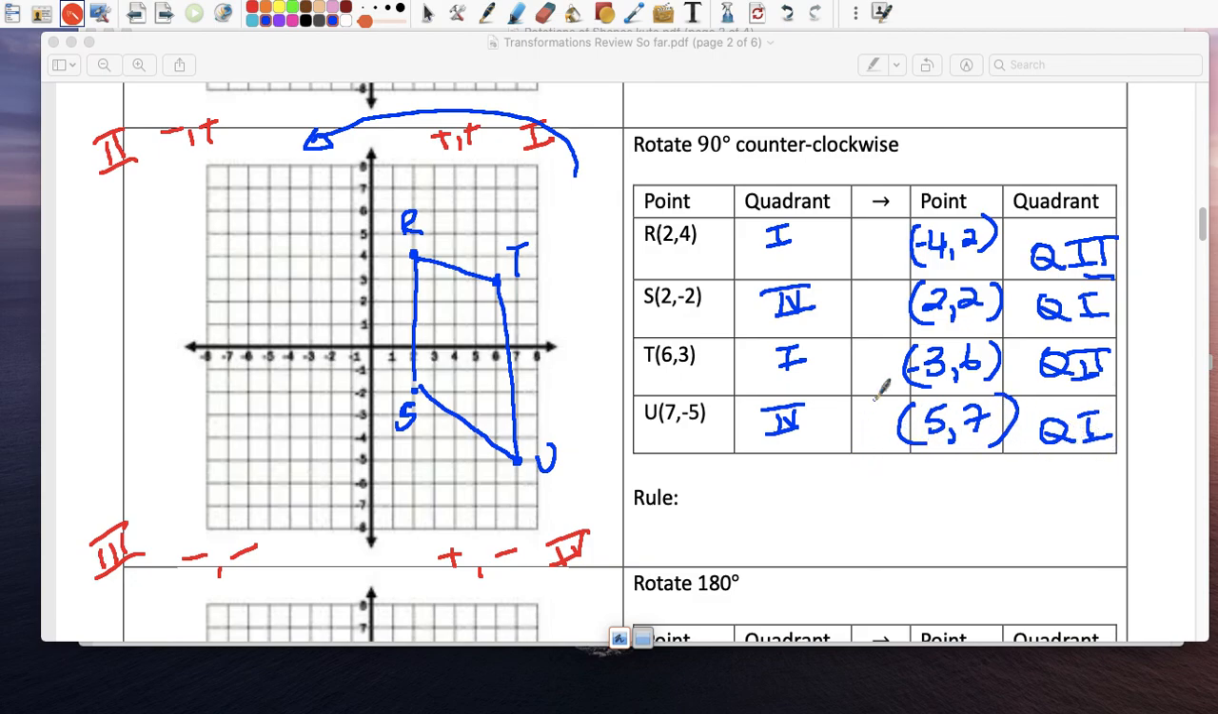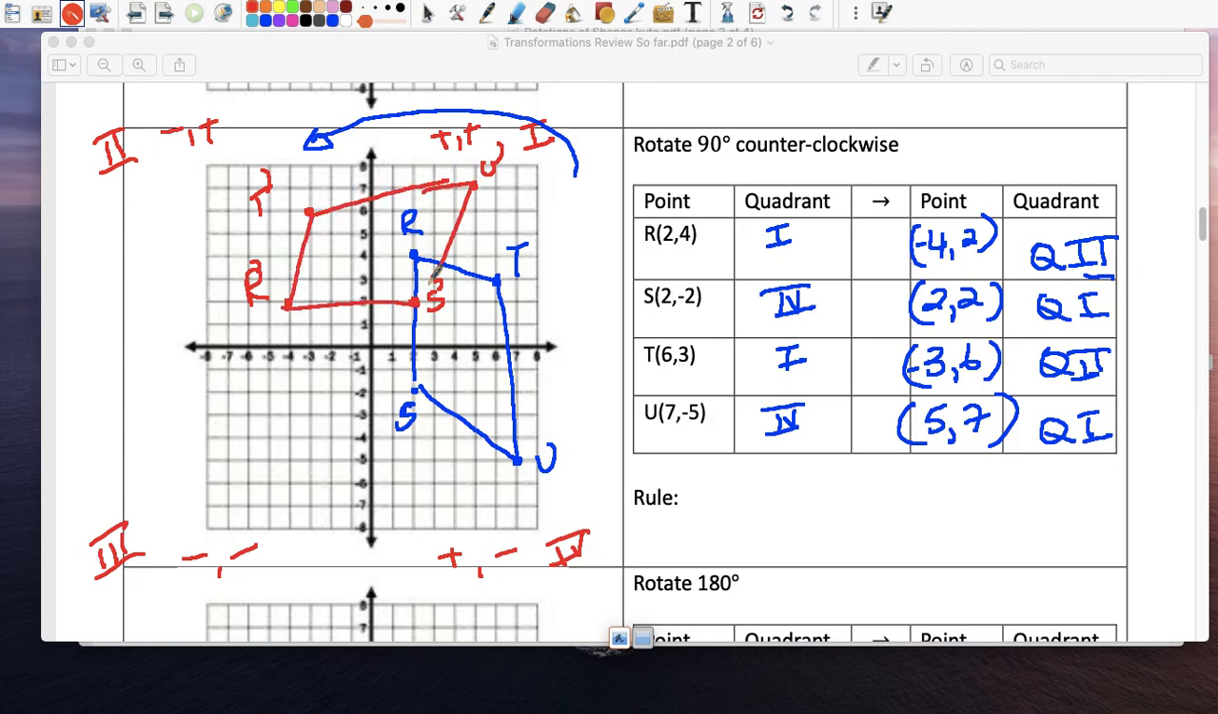Done. Let me plot them first. Negative 4 and 2, negative 4, positive 2, and here is point R prime. Point S prime is 2 and 2, right here. Point T prime is negative 3 and 6, which is right here. And point U is 5 and 7. 5 and 7, U prime.